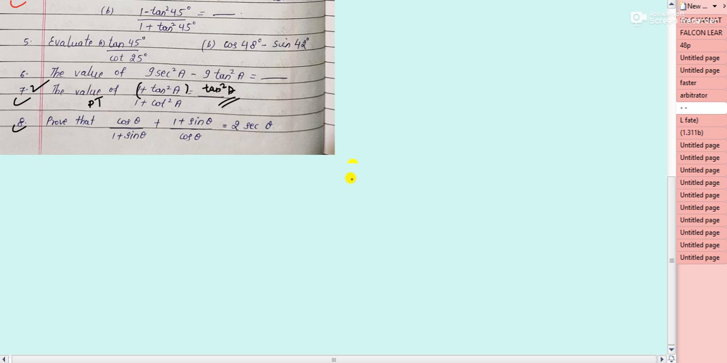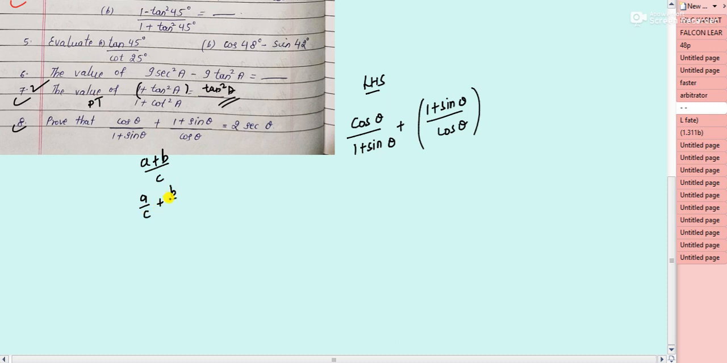Just look here. First you always write the question. LHS you can write first. So it is cos theta divided by 1 plus sine theta, plus 1 plus sine theta divided by cos theta. Whenever you have something in the form of (a plus b) whole by c, can we write this as a by c plus b by c? Yes, we can write it. So I'll write it like that itself. But what about here? This is not in this form. This is the reciprocal, c by (a plus b), and you can't write c by a plus c by b. That is the wrong method.